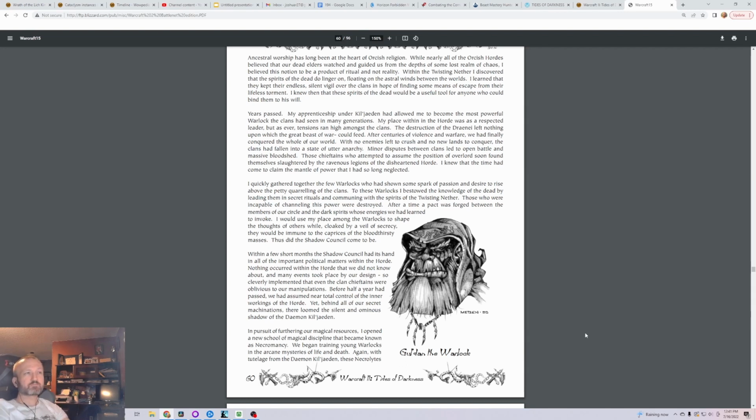Years passed. My apprenticeship under Kil'jaeden had allowed me to become the most powerful warlock the clans had seen in many generations. My place within the Horde was as a respected leader, but as ever, tensions ran high amongst the clans. The destruction of the Draenei left nothing upon which the great beast of war could feed. After centuries of violence and warfare, we had finally conquered the whole of our world. With no enemies left to crush and no new lands to conquer, the clans had fallen into a state of utter anarchy. Minor disputes between clans led to open battle and massive bloodshed.